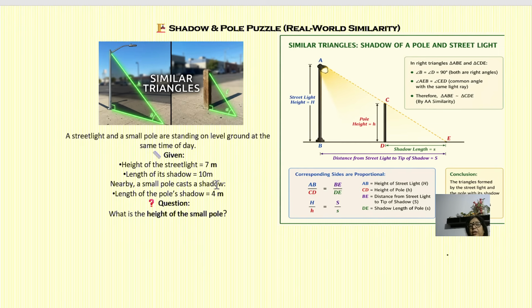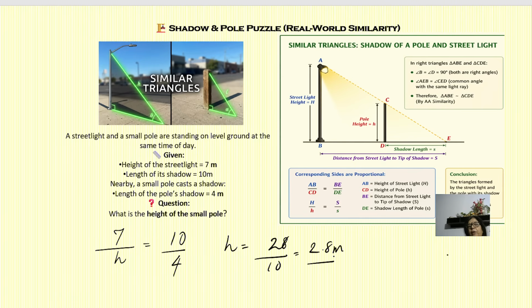Now, in this particular question, height of the street light is given as 7 meters. Height of the pole we are supposed to find out. And length of the shadow cast by the street light is 10 meters, and the length of the shadow cast by the pole is 4 meters. So on cross multiplication, we get H is equal to 28 by 10. That is equal to 2.8 meters. So the height of the pole is equal to 2.8 meters. So this is how we need to find out.